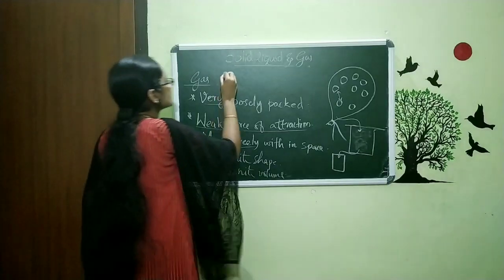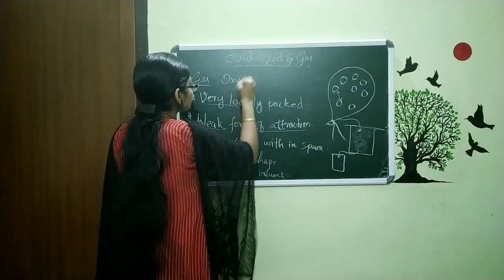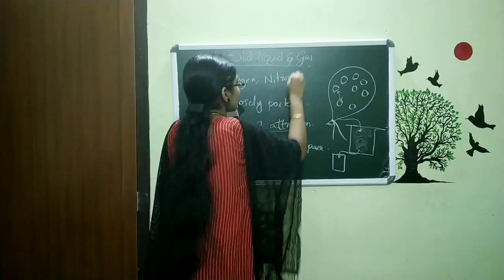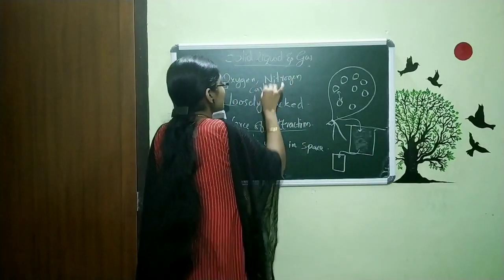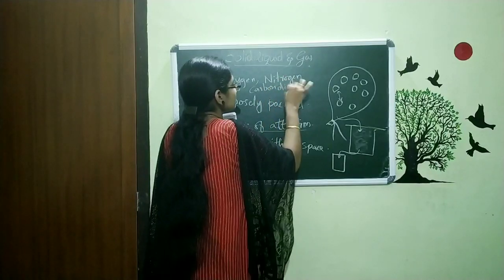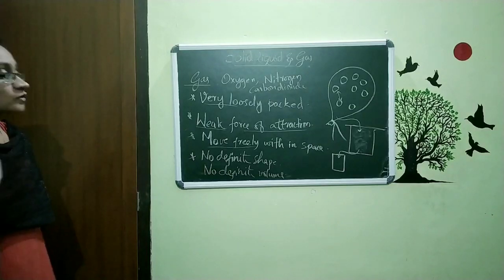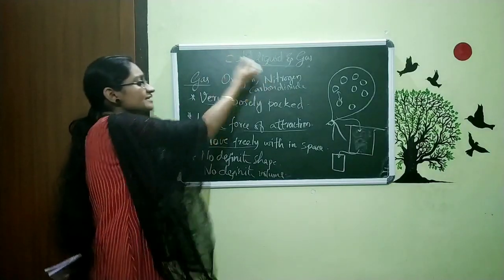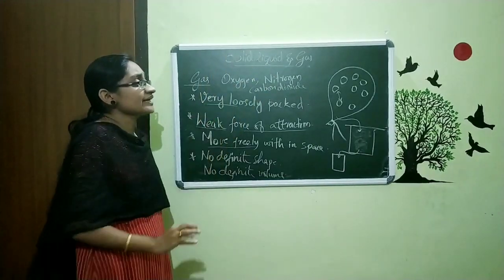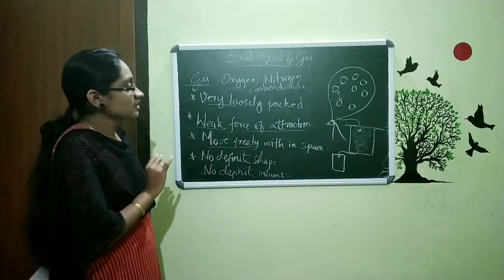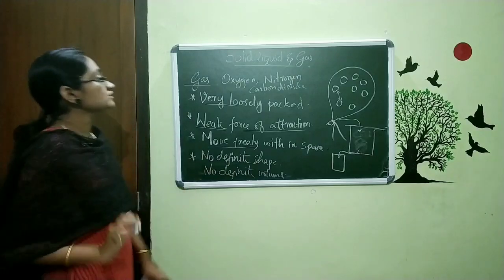Very simple. It includes oxygen, nitrogen, carbon dioxide, etc. These are the examples for the gases. Oxygen, nitrogen, carbon dioxide, like different types of gases are there. These are some of the examples. So this is all about the gas.